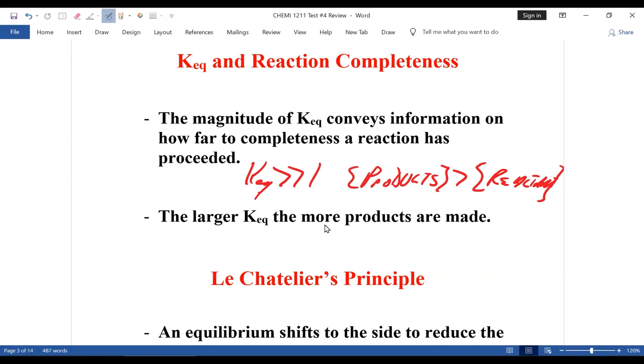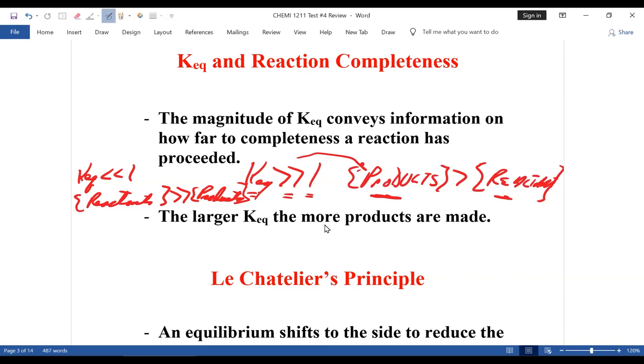in a quickest summary, you can assume if K equilibrium is much, much greater than one, the concentration of the products is greater than the reactants. If K equilibrium is less than one, then the reactants concentration is greater than the products. So that tells you which you make more of, the reactants or products. When K equilibrium is greater than one, you make more products. When it's less than one, you make more reactants.